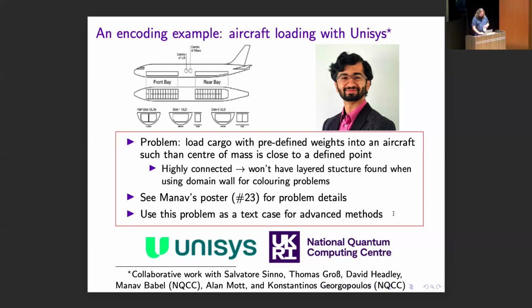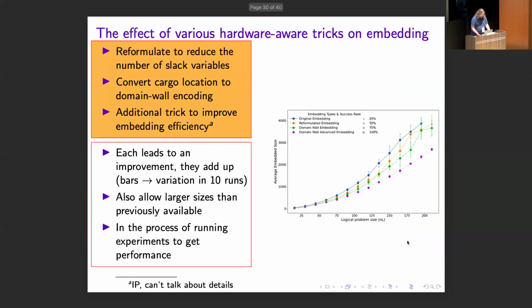And the idea here is to use this problem as a test. It should be a test, not a test case, for advanced methods. We also, Mano's actually with the INQA, and yeah, you can go to his poster. But what are the results? Well, we did a number of tricks here, actually, not just domain wall. We did advanced embedding tricks. We looked at the problem size and the average embedding size.